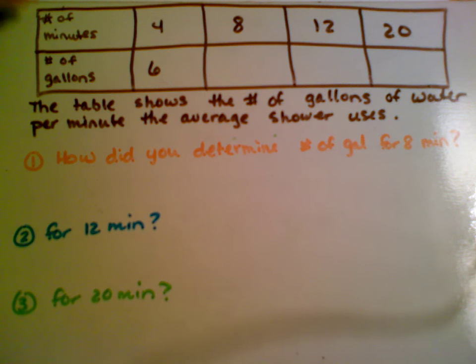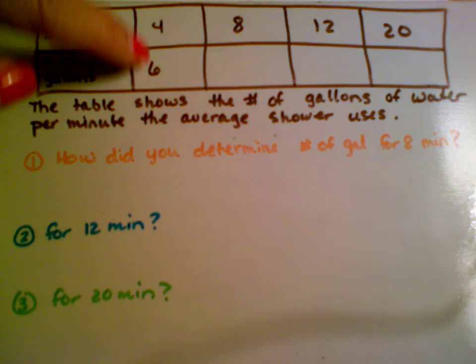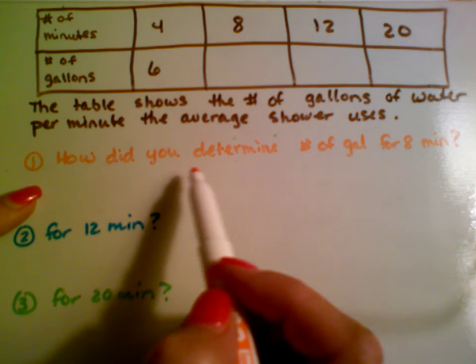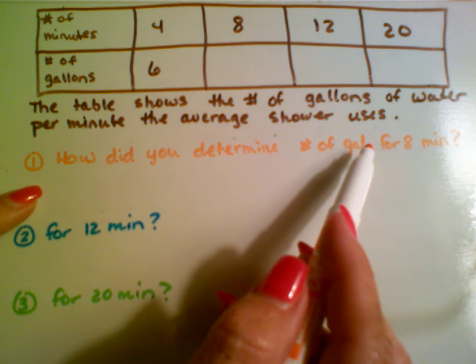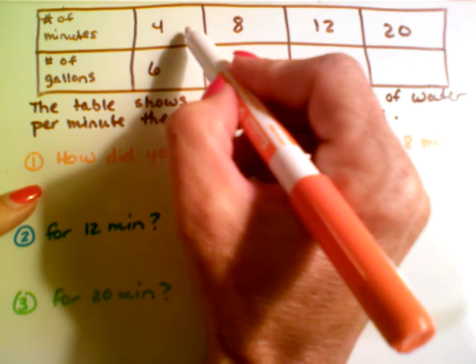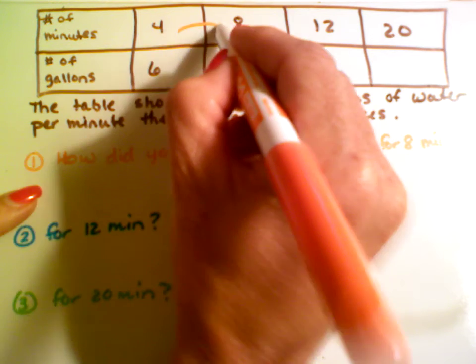So this table has a number sign. I'm being a little lazy here, but it's the number of minutes and number of gallons, and we have 4 and 6, and then 8, 12, and 20. What this table stands for is the number of gallons of water per minute the average shower uses. So the first thing we want to do is figure out how we determine the number of gallons for 8 minutes. One of the relationships I see with tables is going from here to here.